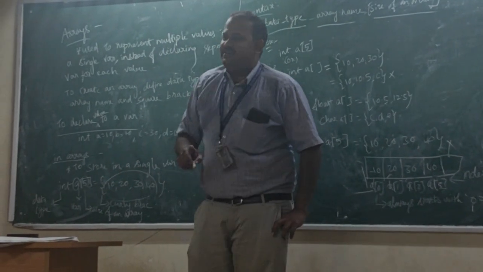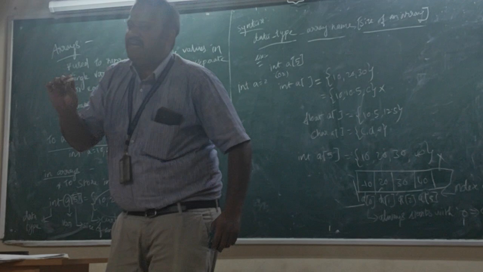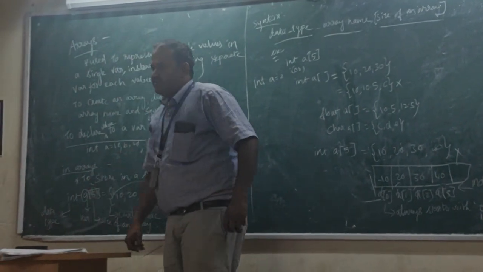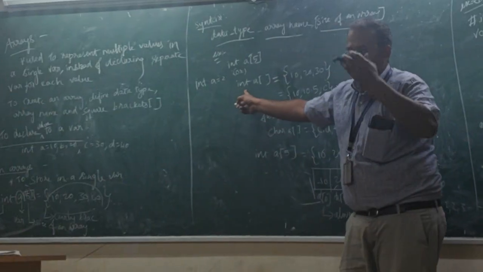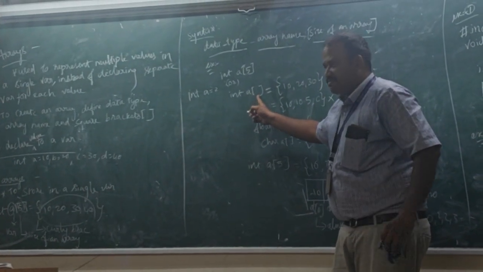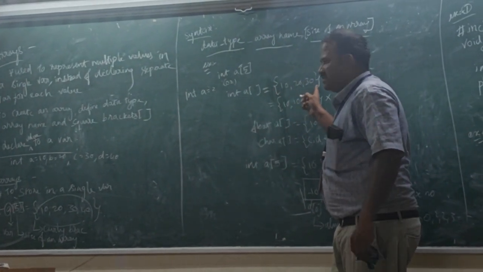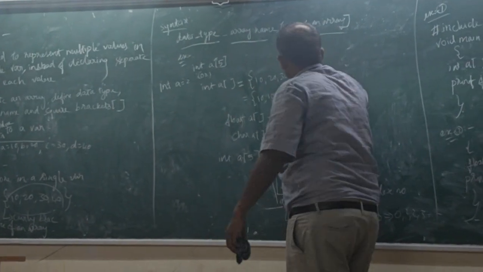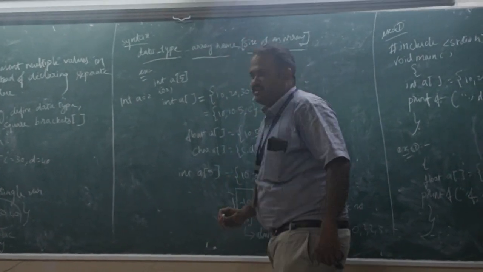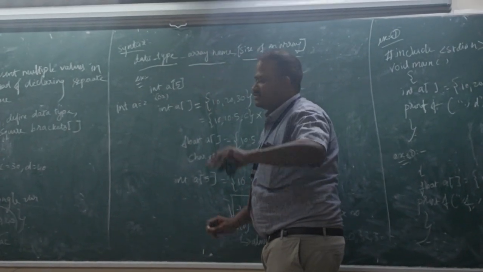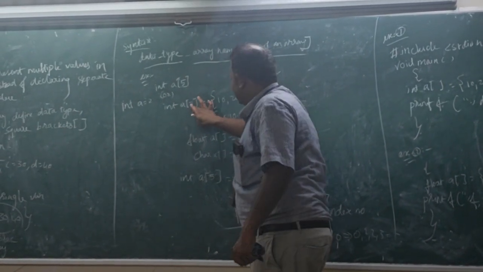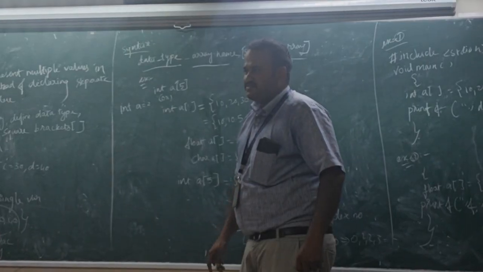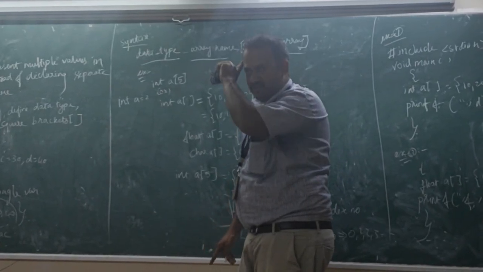It is not mandatory to give the size of the array. I can write it like this also: int a of bracket equal to 10, 20, 30. That means the system can automatically understand that you have 3 values, so the size of the array is 3. If you write like this, this is also correct. Are you able to understand?